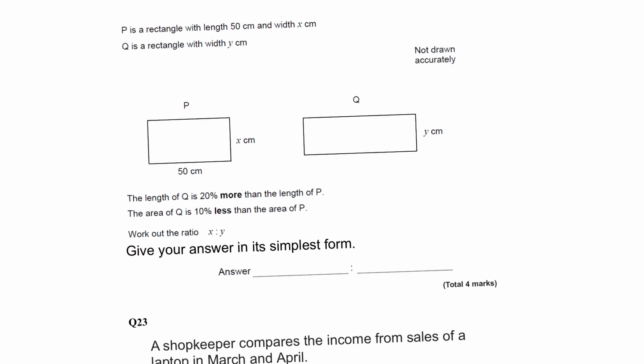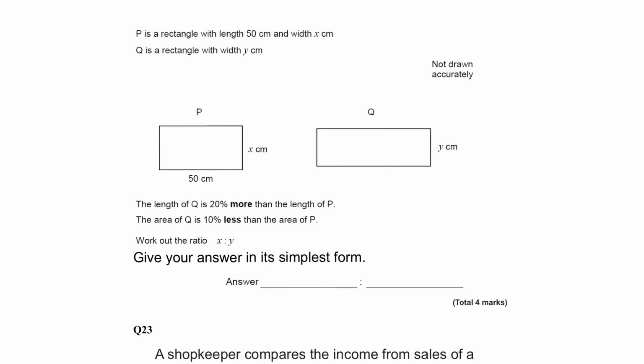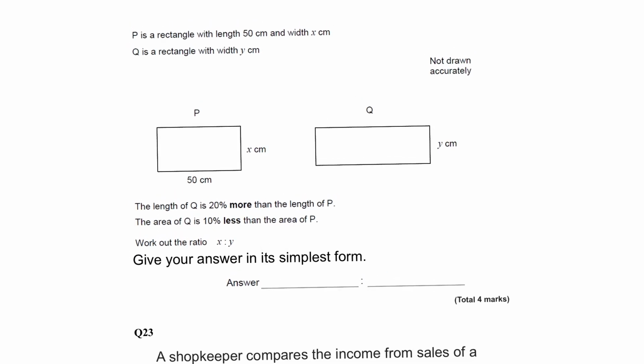Okay, moving on to the next question. It says that P is a rectangle with a length of 50 centimeters and a width X, and Q is a rectangle with a width Y, but we don't know its length. The length of Q is 20% more than the length of P, and the area of Q is 10% less than the area of P, and it wants us to work out the ratio of X to Y. So first things first, we do know our length P is 50.